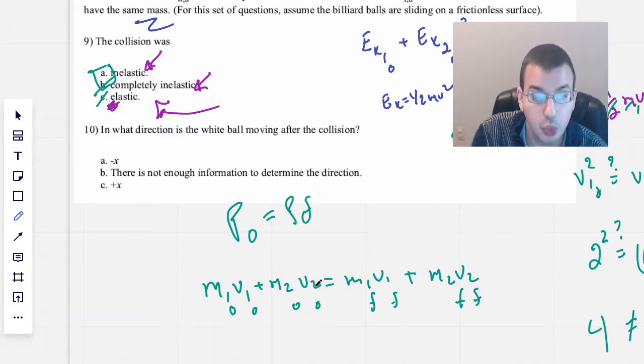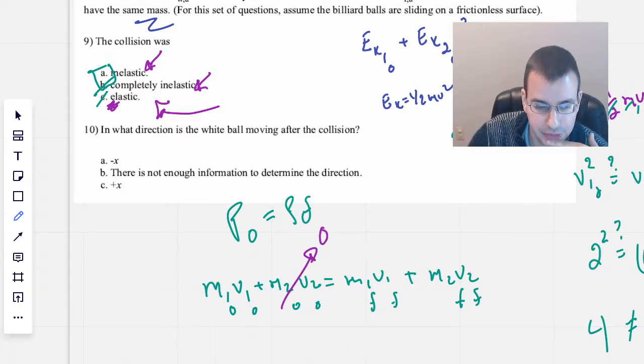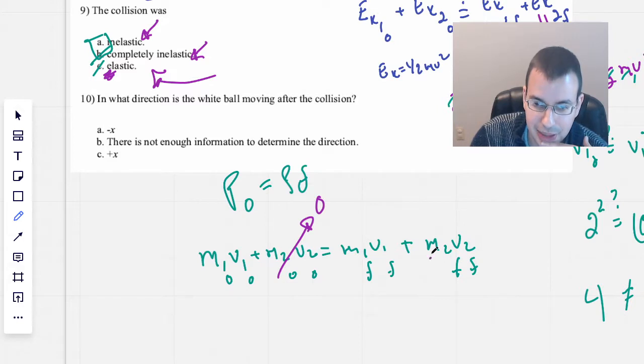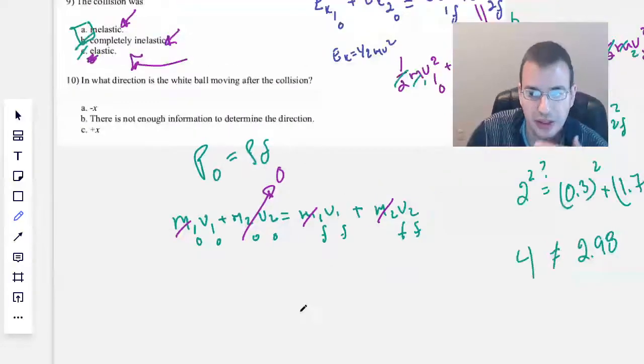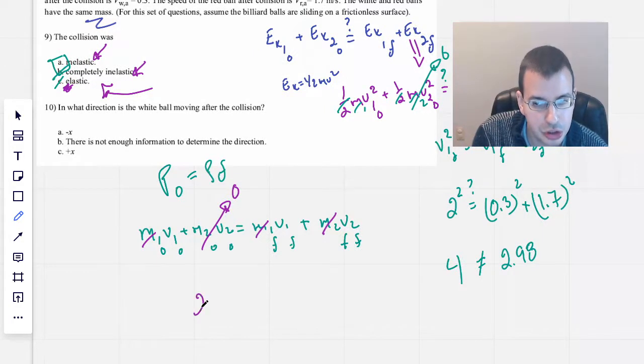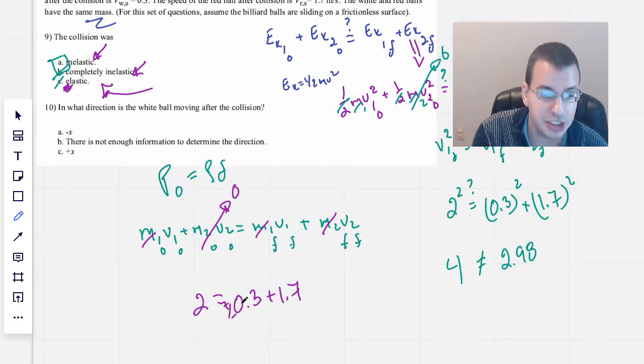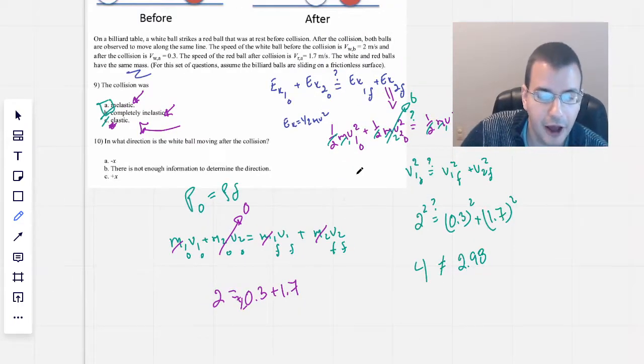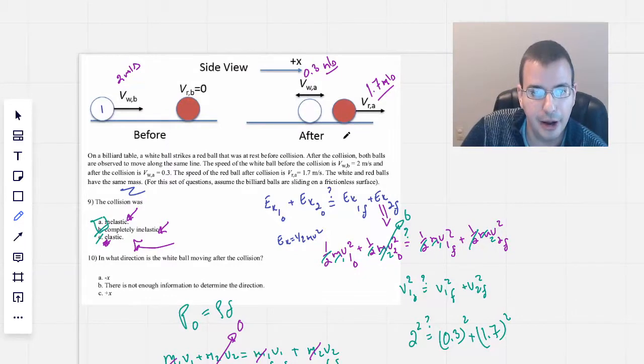Simplifying this, we know that V2, the red ball, is initially at rest, so V2 is 0. We know the masses are all the same, so we can divide by the masses. And so we are left with 2 equals 0.3 plus 1.7, where this is plus or minus because we're not actually sure of the direction here.